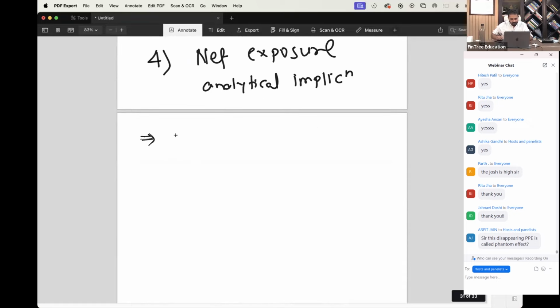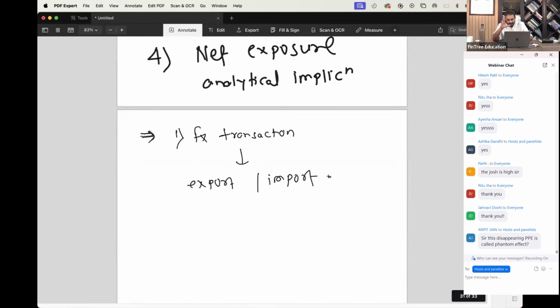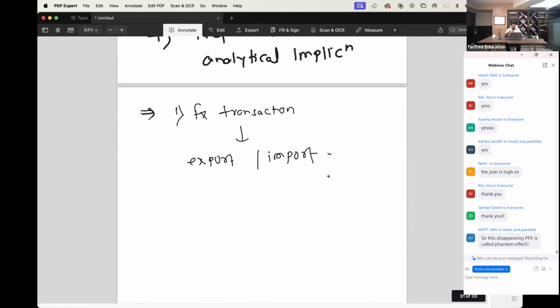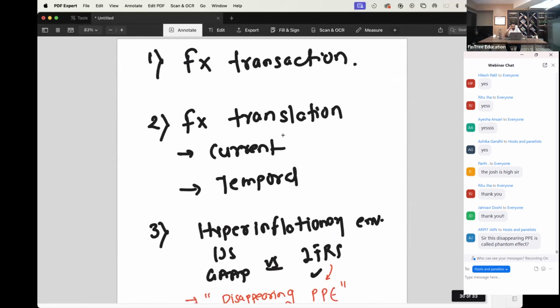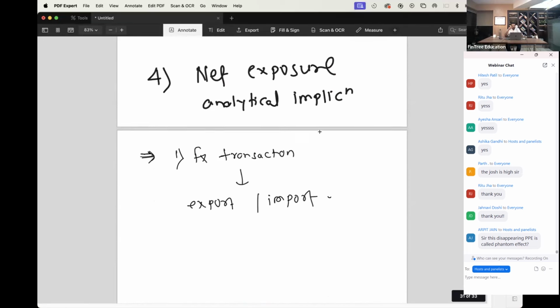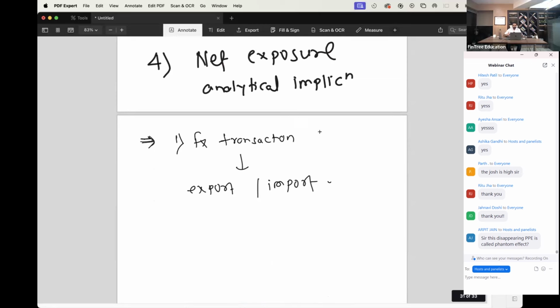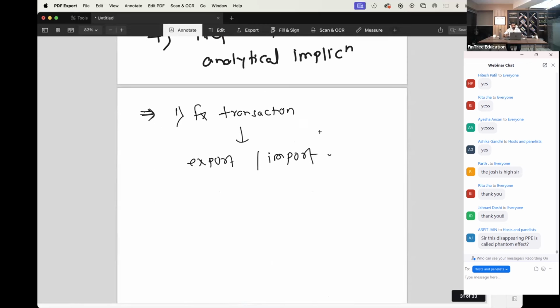What is FX transaction? FX transaction is simply, in a very simple language, some sort of an export or import transaction. You don't have a foreign subsidiary yet. That will come in FX translation. You're just buying something or selling something on credit. So it might create a temporary asset, right? How do you deal with that?